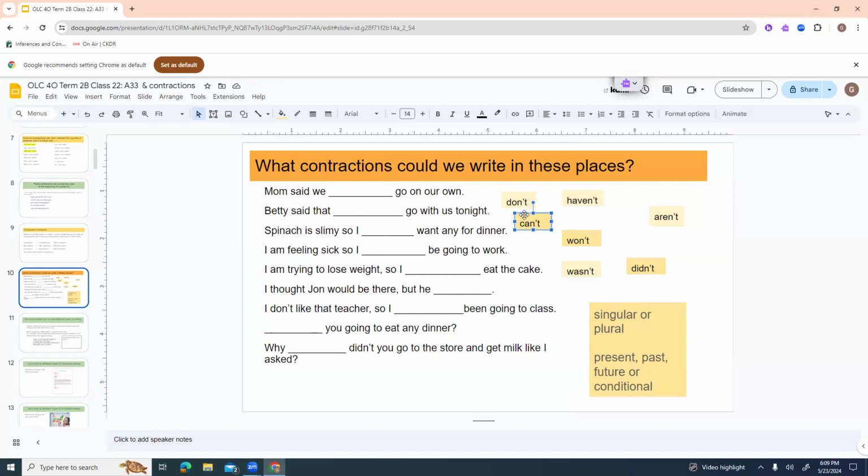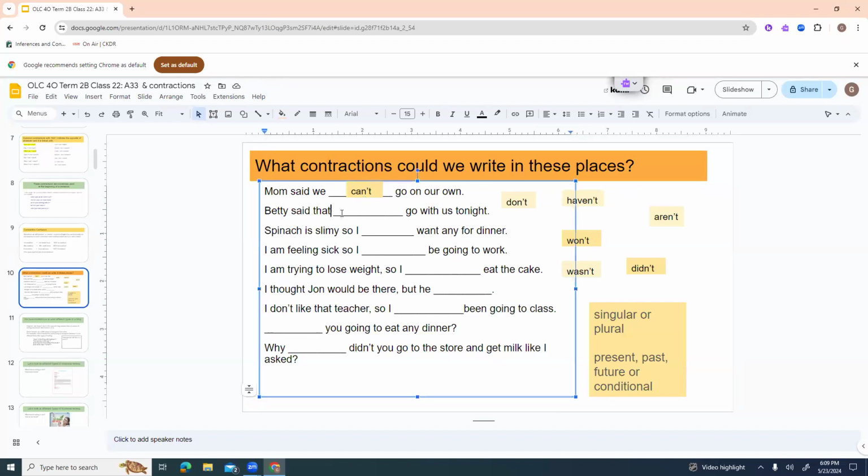I don't think so. Can't would work. Don't hasn't got the right connotation. We do not go on our own. That would be like should not, but because obviously you could, right? Betty said that something go with us tonight.